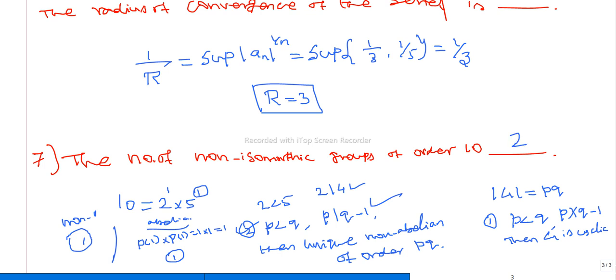If you take any other group of order 10, it is either isomorphic to this non-abelian group or isomorphic to this abelian group.